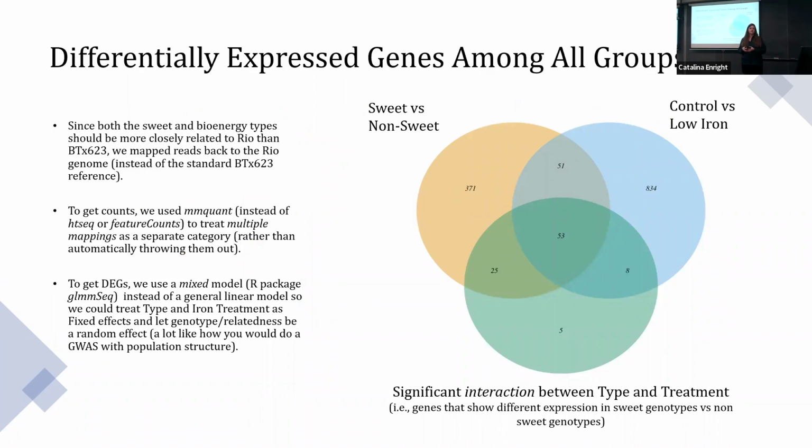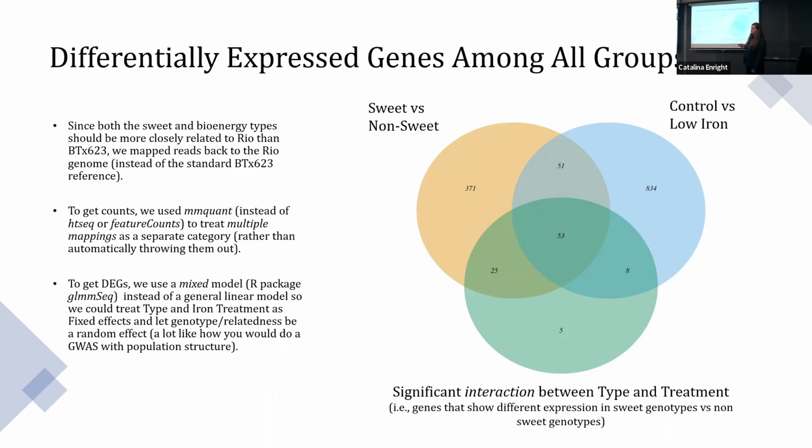And so what we saw is that you get a lot more differentially expressed genes in your control versus low iron conditions, for everybody. So just being iron deficient has a big effect on all of the genotypes.